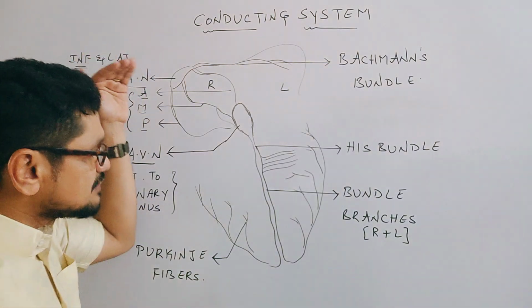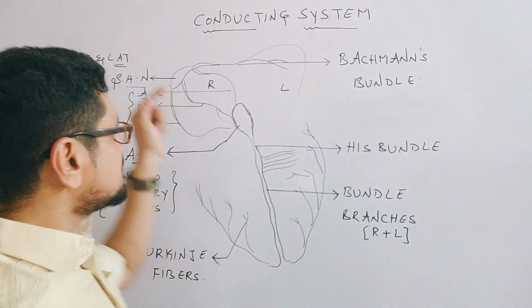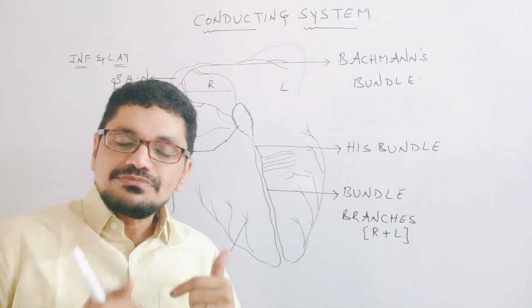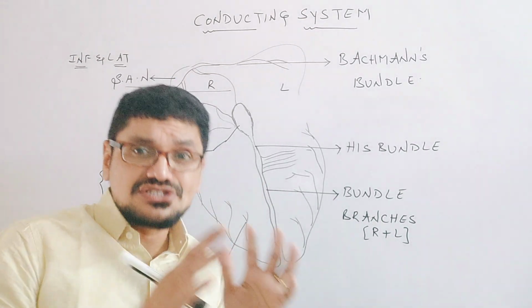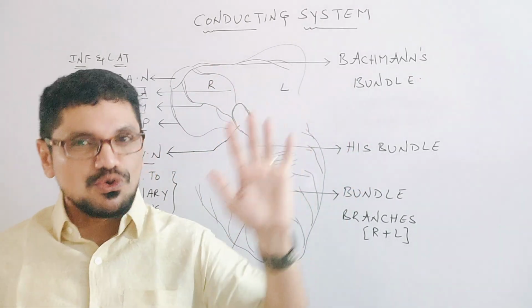Okay, like that. And there may be some problems in the heart blocks also. For example, sometimes signal conduction will become delayed. Sometimes the signal conduction will become very slow. Sometimes the signal conduction may stop completely also, causing so many problems.